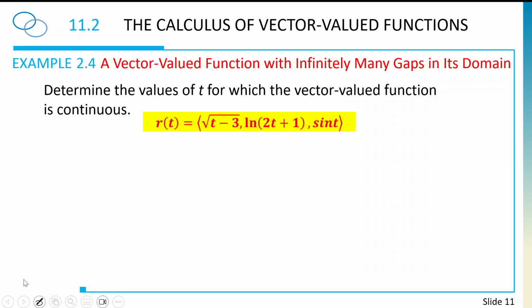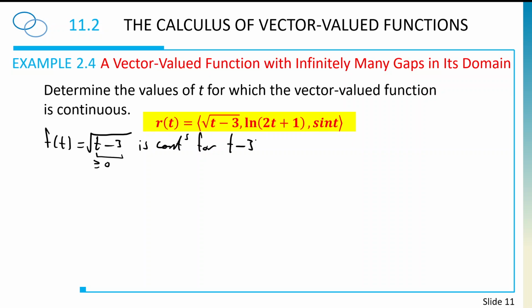So I need to begin with f of t. This is the square root of t minus 3. What do we know about the square root? Whatever is under the square root should always be greater than or equal to 0. So this is continuous for t minus 3 greater than or equal to 0, with equality here, which means t greater than or equal to 3. That's the domain for the first function.